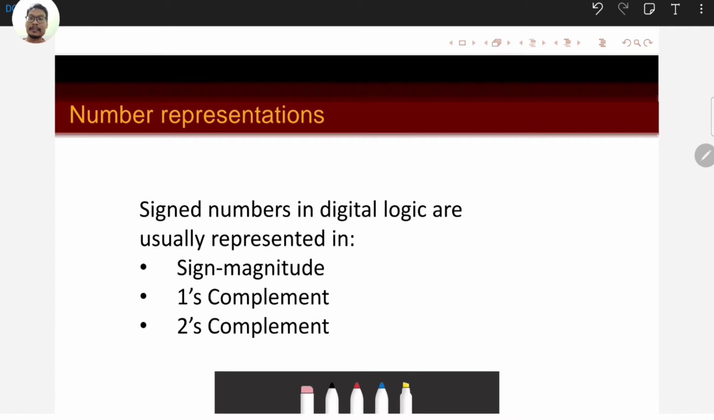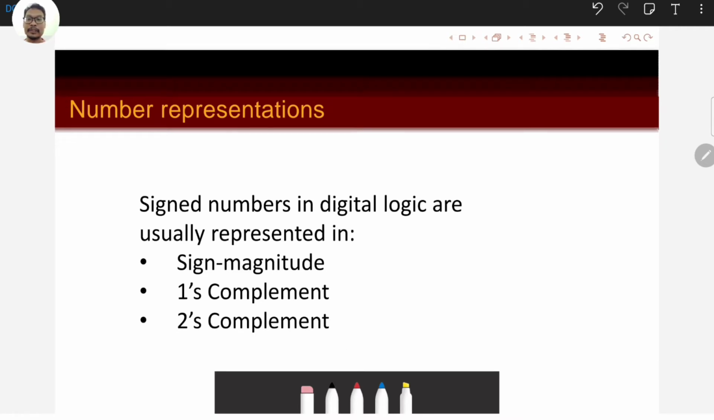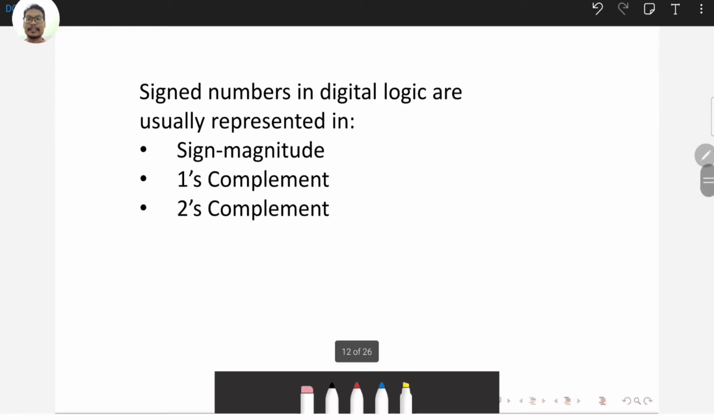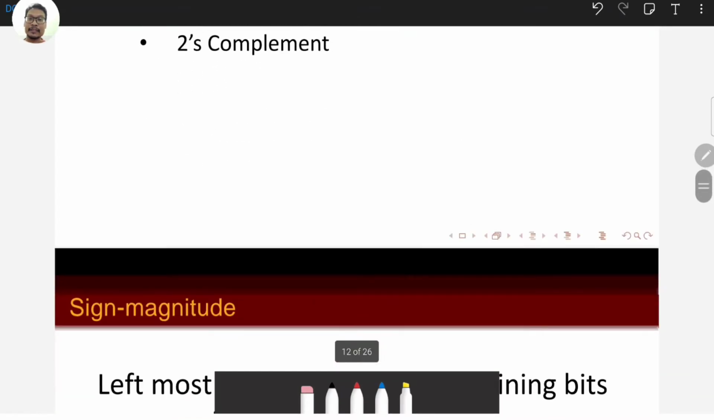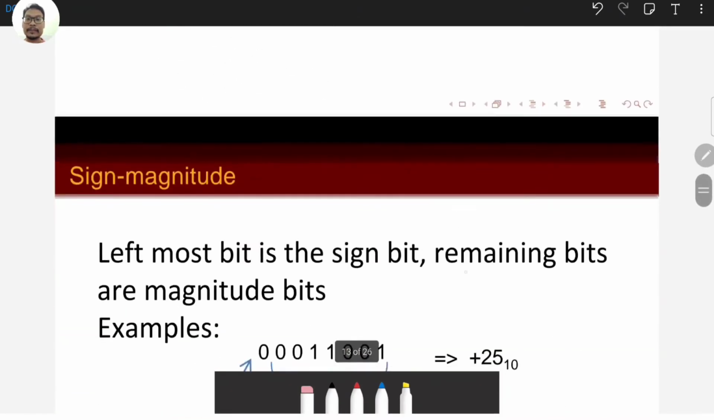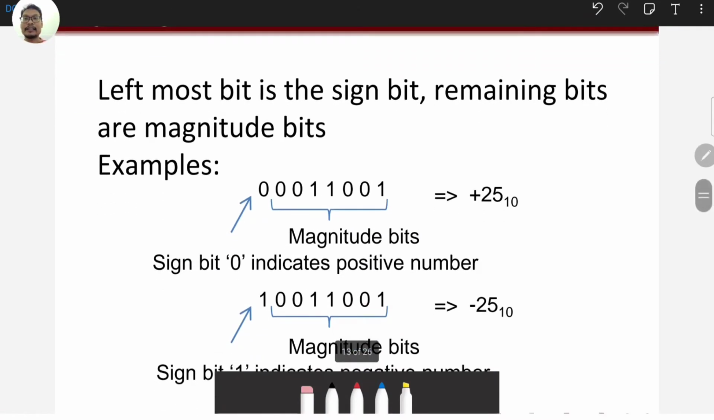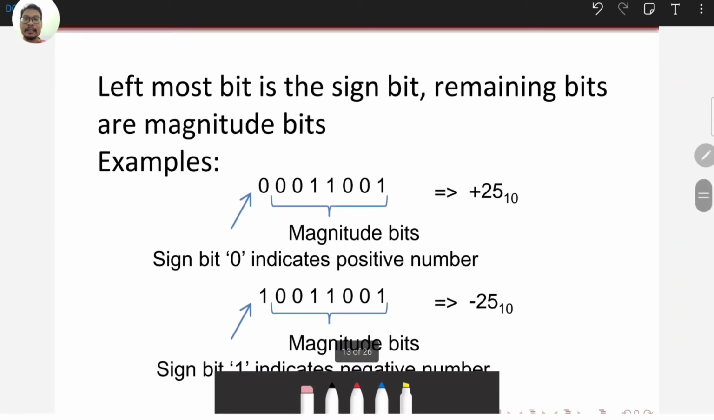In digital logic, we normally represent signed numbers using Sign Magnitude, 1's complement or 2's complement. So let's look at each one of them, how it works, and how we can analyze the concepts here. Let's look at the Sign Magnitude first. In the Sign Magnitude, the leftmost bit is the sign bit, and the remaining bits are the magnitude bits.